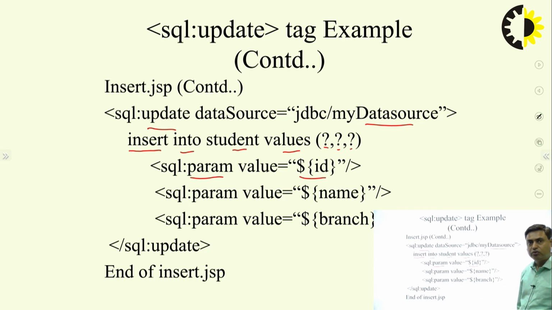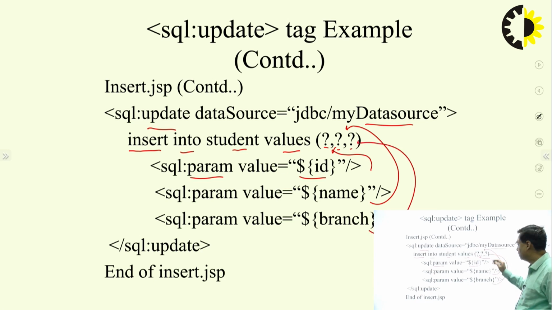So all the value that we have retrieved from HTML form are taken from ID, name and branch will be back to this. ID value will be the first question mark, name will be the second question mark, and branch will be the third question mark. So all the value that we have retrieved from the HTML form are stored in these variables, and from these variables it will be stored in the database.